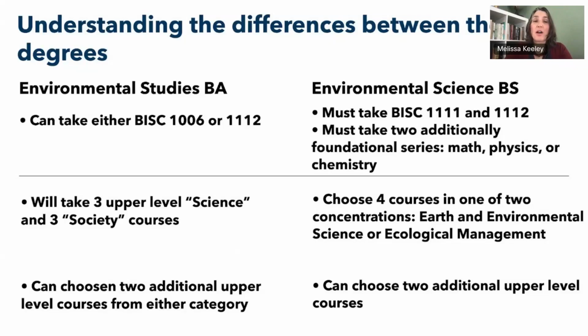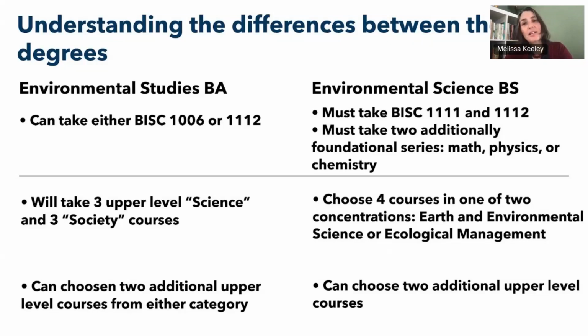So students in our BA track take either BISC 1006, which is the non-major version of ecology, or 1112, which is the version for biology majors. As I said, they'll take 3 upper-level science and 3 upper-level society classes, so a balance of those 2. And then they can choose an additional 2 classes from either of those 2 categories. So that allows some extra flexibility in that major.